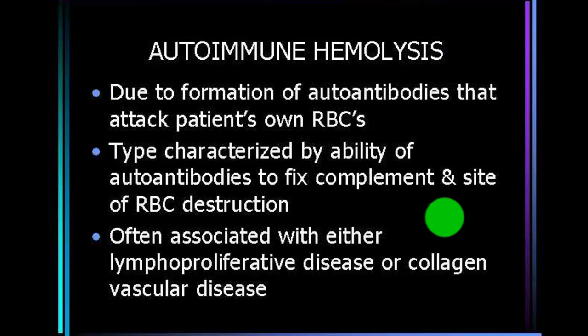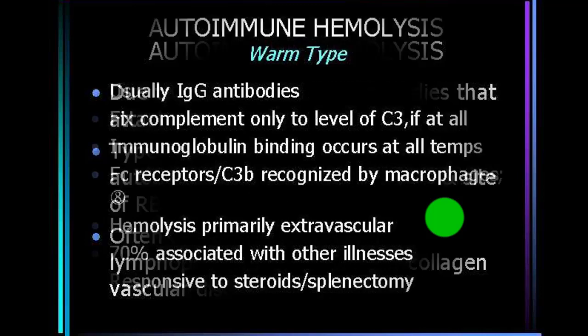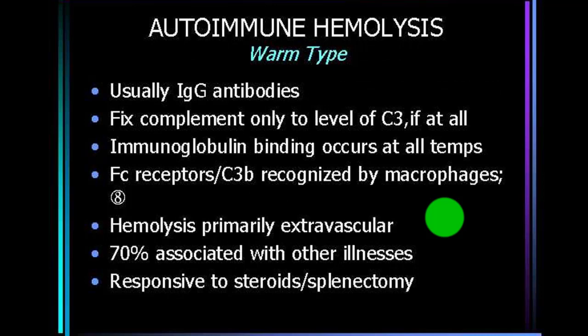Autoimmune hemolysis is due to formation of autoantibodies that attack the patient's own RBCs. Types are characterized by the ability of autoantibodies to fix complement and the site of RBC destruction, often associated with either lymphoproliferative disease or collagen vascular diseases. Warm autoimmune hemolysis: usually IgG antibodies fix complement only to the level of C3, if at all; immunoglobulin binding occurs at all temperatures. Fc receptor and C3b are recognized by macrophages. Hemolysis is primarily extravascular, 70% associated with other illness, responsive to steroids and splenectomy.